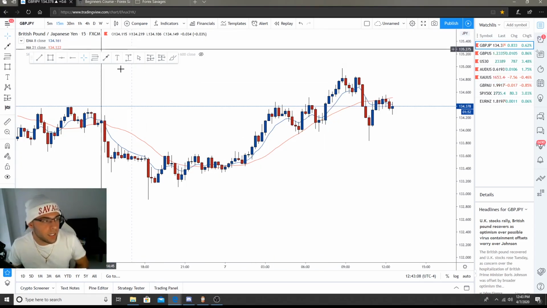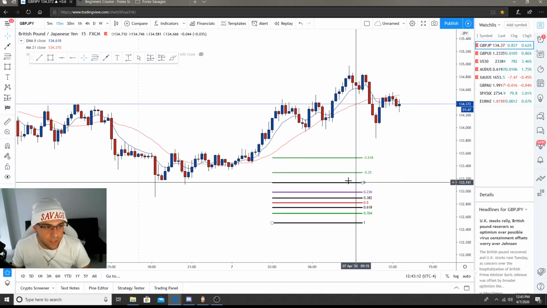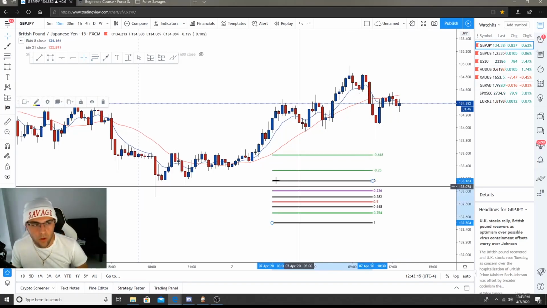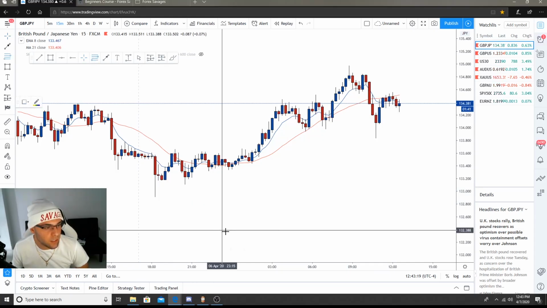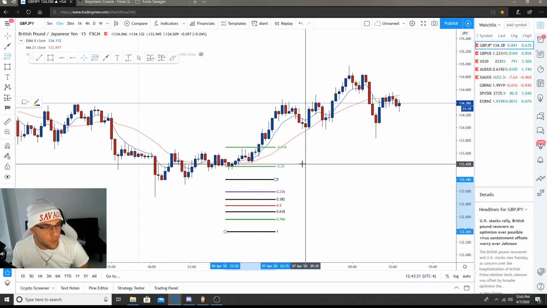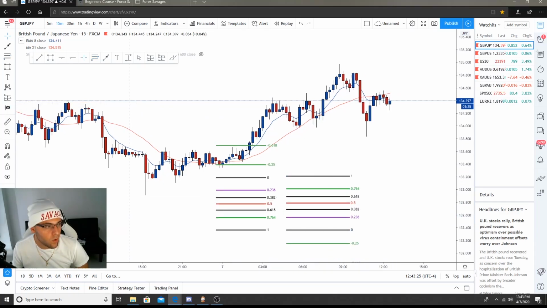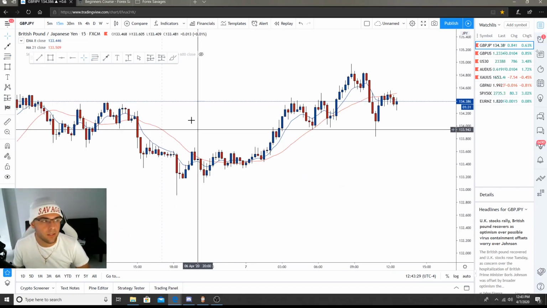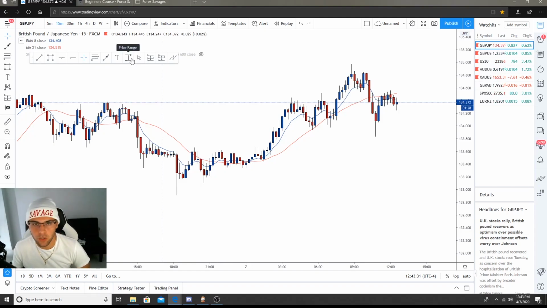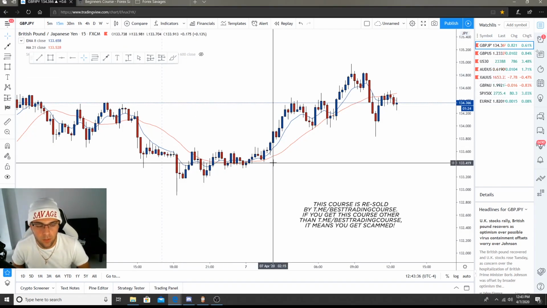Before I explain anything, I want to go over right here where we're going to run this, because there's two ways you can run it. You can run it like this, going up, and then you can run it like this, going down. So how are we going to know when we're going to run it? We're going to run it from the market structure break. Always. We're always going to run our Fibonacci based off of market structure breaks.